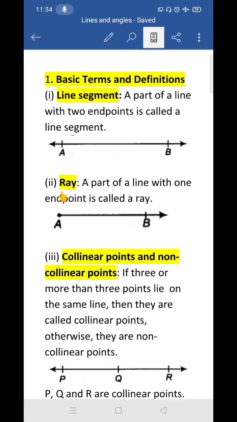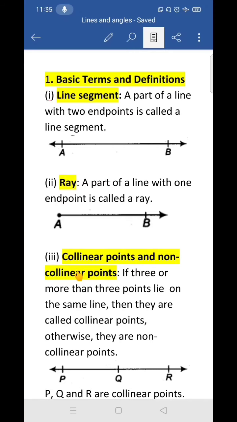Okay, so the next thing is ray. A ray is nothing but a part of a line with only one endpoint. Here you can see it has a fixed starting point and no end point. It is extended infinitely in one direction, isn't it? So a ray has a fixed starting point but no end point. It is a part of a line with one end point.